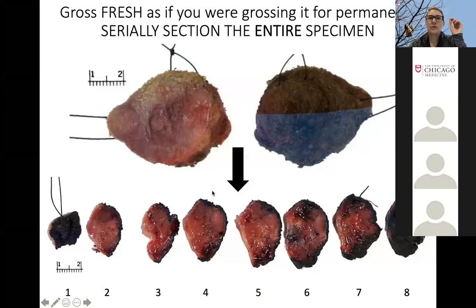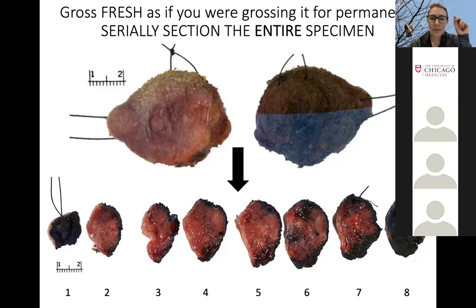When you get this for frozen, even if the surgeon says, I'm worried about that area, you're going to say, thank you very much. I'm going to section the specimen and we will evaluate that deep area. So you're going to serially section the specimen fresh as if you were grossing it for permanents. And I know this can be technically challenging when the specimen is soft and squishy, but it is the only way to evaluate all margins appropriately.